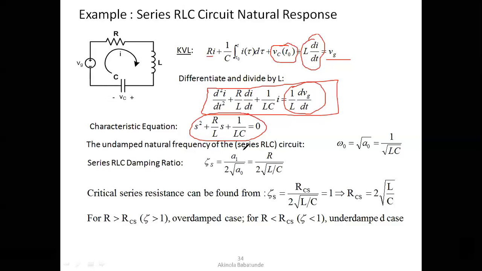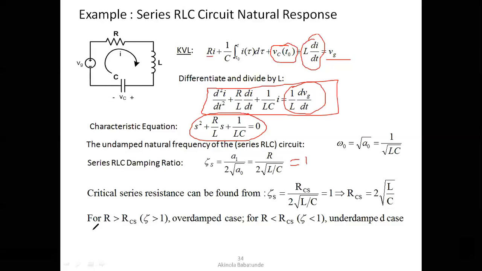So this is just basic rearrangement in mathematics, if you use the concept I taught you in the previous discussion a couple of minutes ago, okay, in the previous class. So when you have this, the critical series resistance can be found by equating this to 1. When you do that, you can find the critical series resistance, your RCS, which will be equal to 2 square root of L over C.